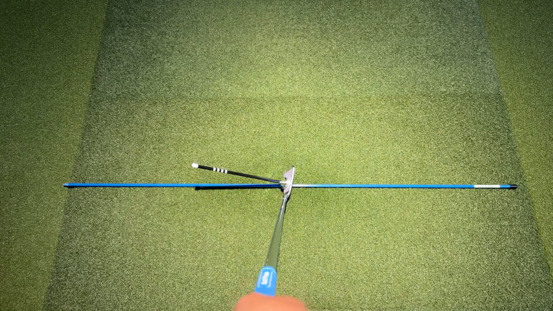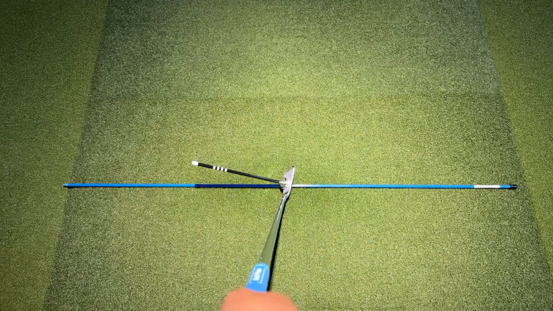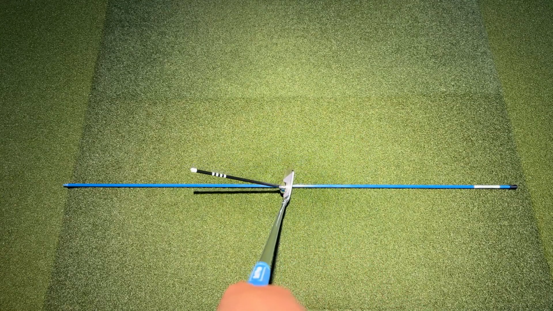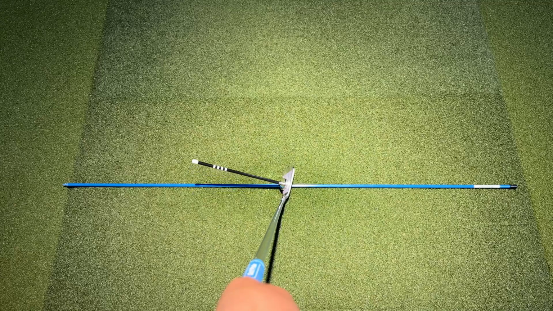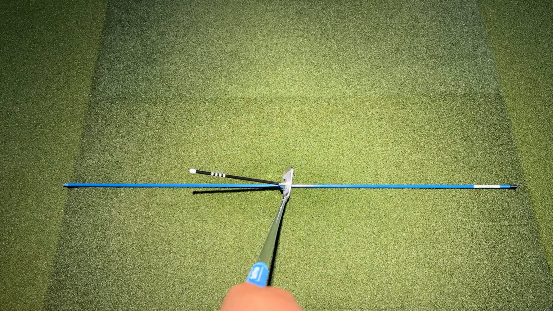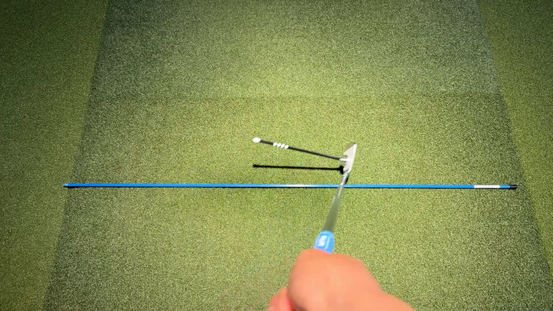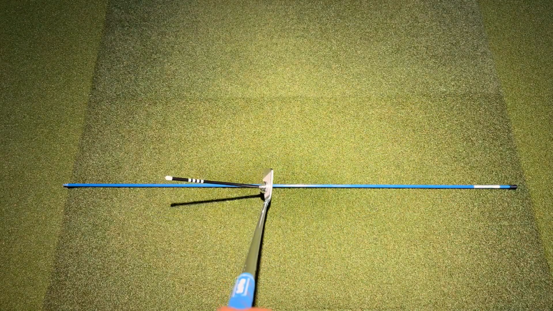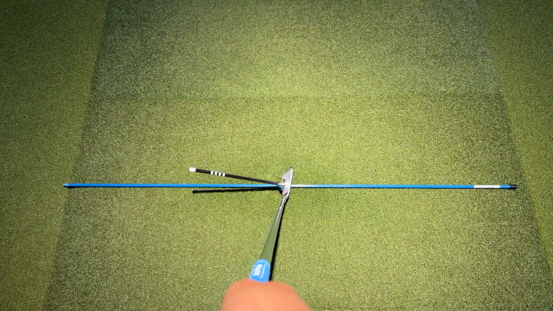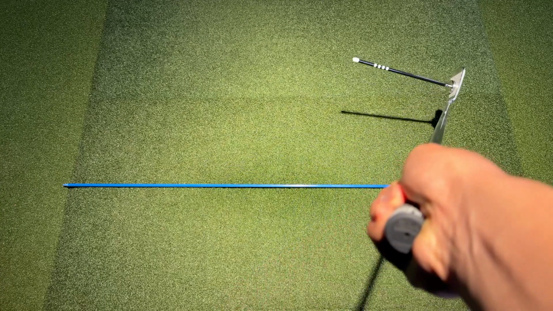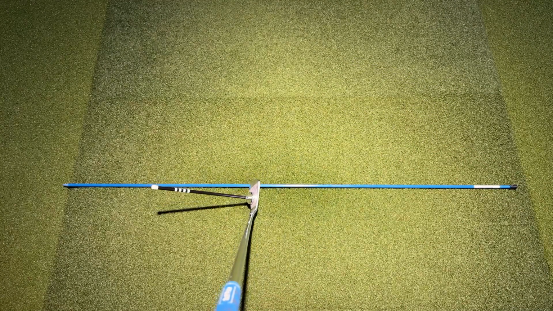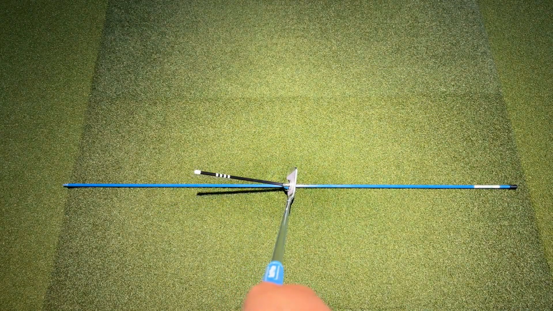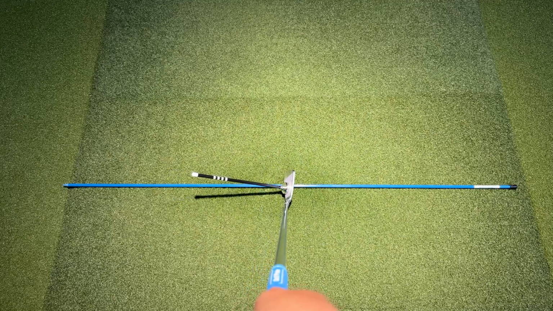It is possible to hit the ball straight with an out to in path, and a lot of that is due to your club face angle being closed relative to your club path. So if my face is closed 2 degrees and I'm coming over the top by 5 degrees, then the ball will start left and start curving back to the target line.